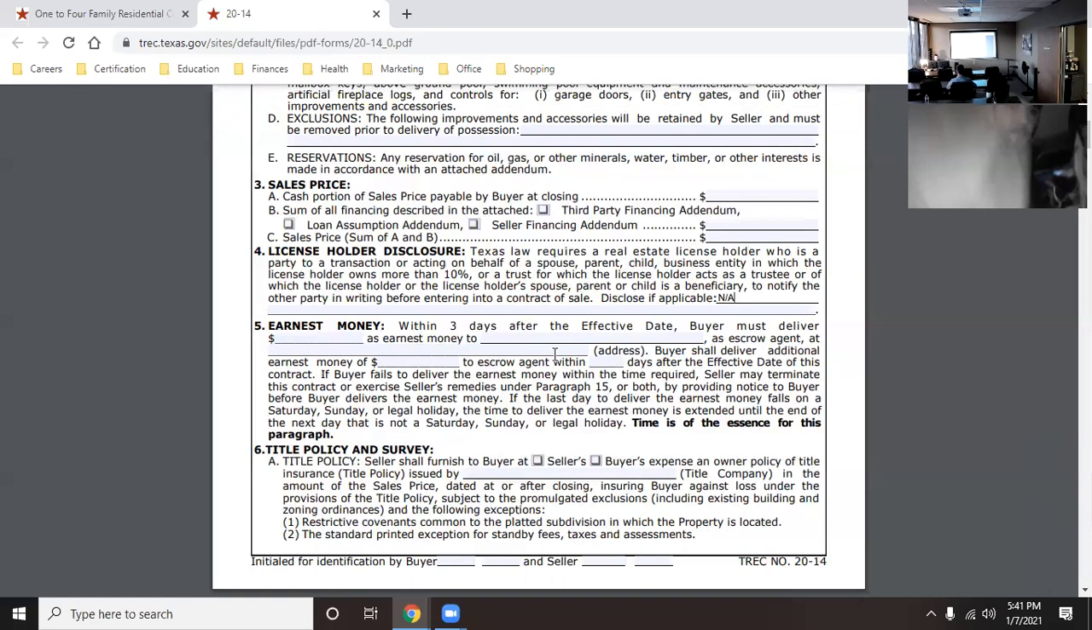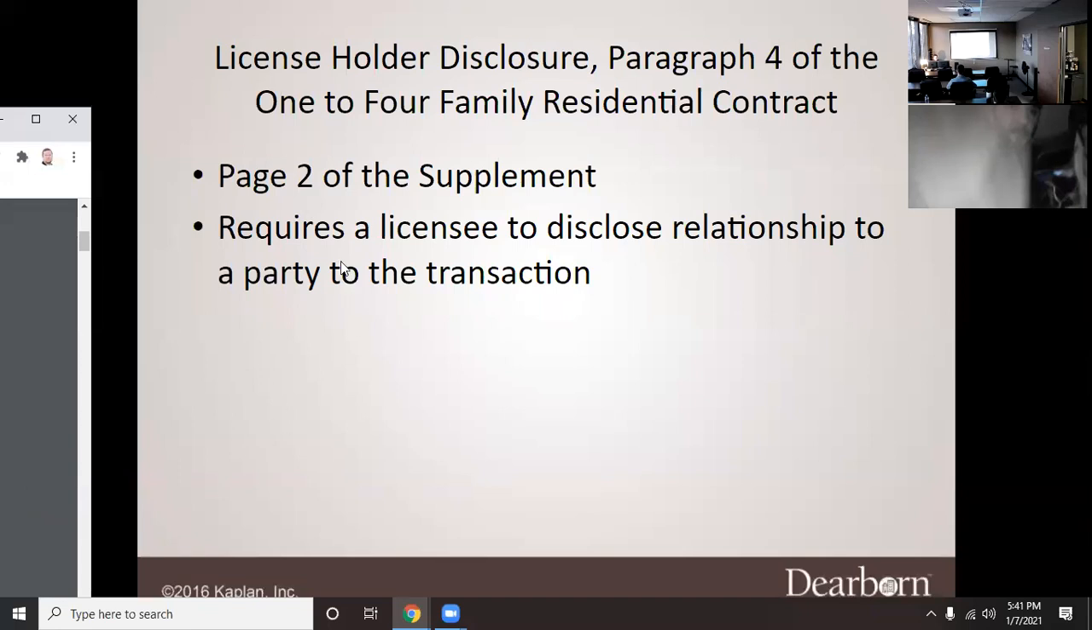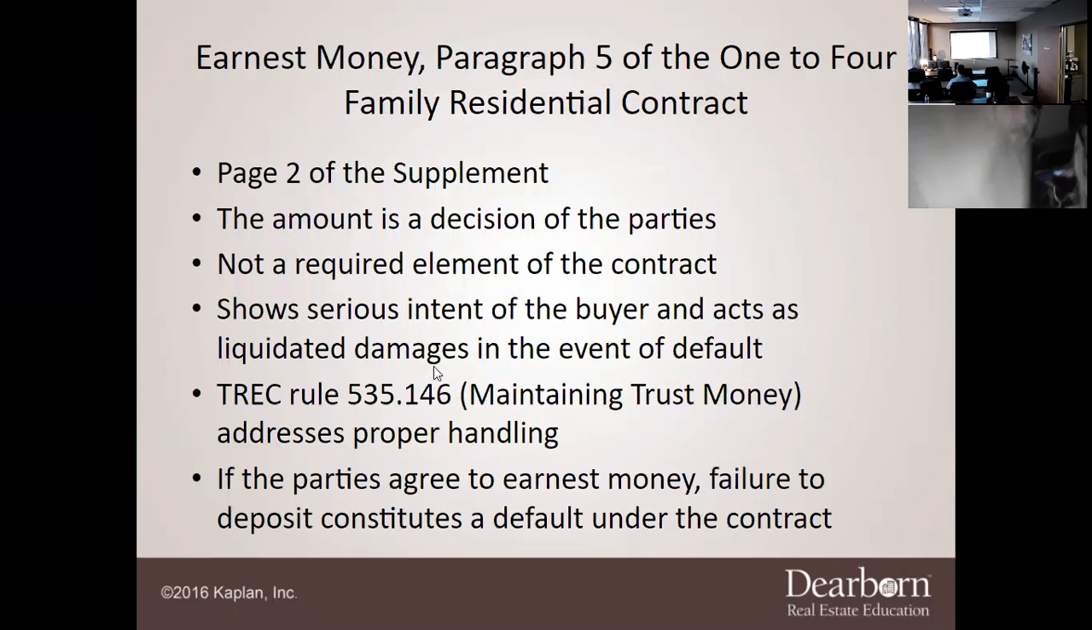Now, in regards to, go back here, as you can see, it requires a licensee to disclose relationship to the party in the transaction. It is a requirement. It's not an option. You have to include it. Now, the amount of the decision. Now we're going to talk about paragraph 5.